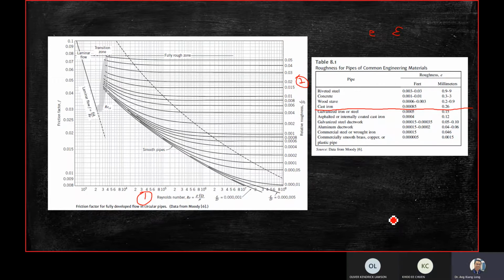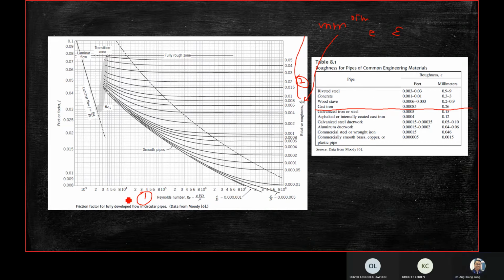We are using millimeter, 0.26. So be careful, the dimension in this table is millimeter. So what do you think, Oliver? What do you think the dimension for the D here should be? Meter or millimeter? Using millimeter for roughness, should be millimeter. Yeah, correct. It must be the same unit. If your D here is in meter, you need to convert this value into meter. It is a dimensionless number, a ratio between the roughness and the diameter.